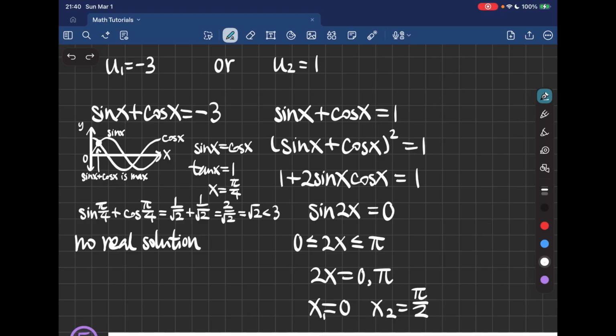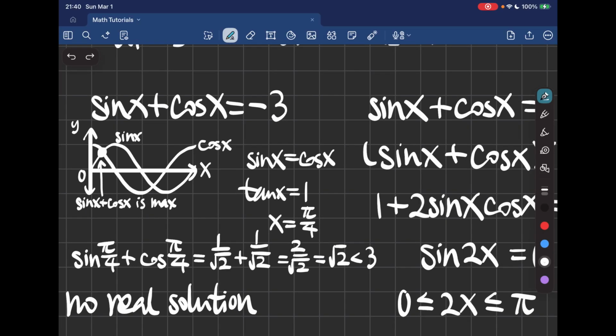So here sine x plus cosine x equals negative 3. It might look okay at the start, but if you think a little more about it, it actually doesn't make sense. There are no x values that make this exist, because, well, let's make a little graph. So this is the origin, and here's the sine curve, and here's the cosine curve, right? So this is for one full cycle.